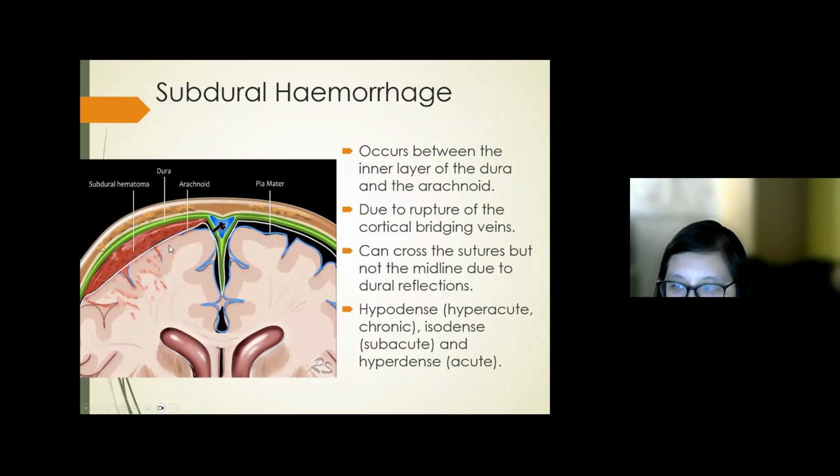It can cross the suture, but it does not cross the midline because of the dural reflections here. So in a plain CT brain, it can appear as hypodense if it is a chronic blood component, isodense if it is a subacute blood component, and also hyperdense if it's in the acute setting.